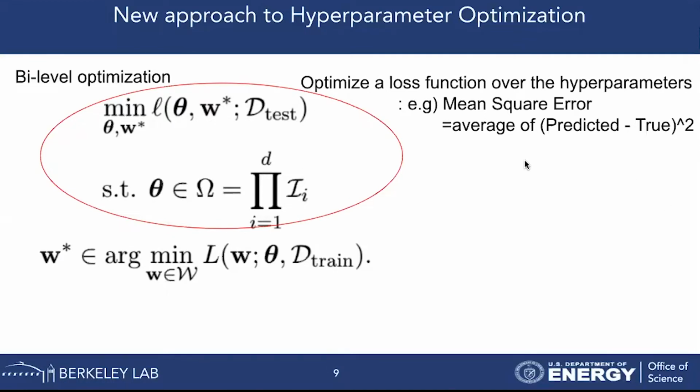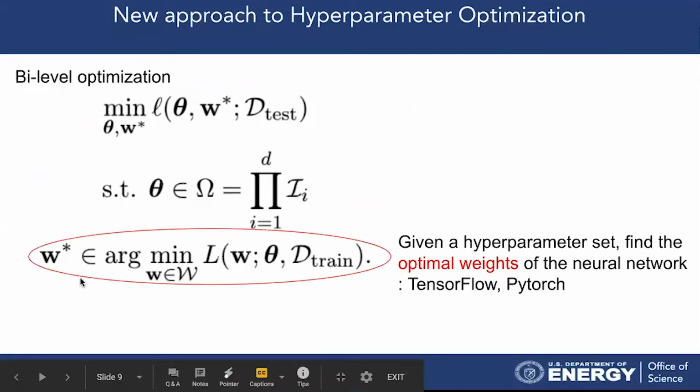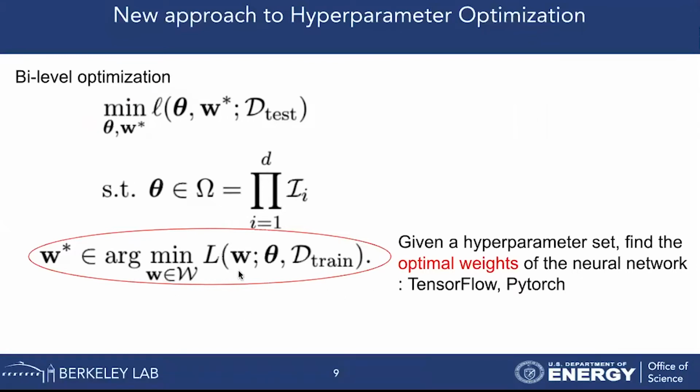An example of loss function is mean squared error, which is the average of the square of the difference between predicted test value and true test value. And this predicted test value can be easily calculated with this optimized neural network weight. Then how to get this optimized neural network weight? Here, on the lower level optimization, we solve this minimization problem. And here L is the loss function for training of a neural network. To get the optimal weights, we can use TensorFlow or PyTorch.